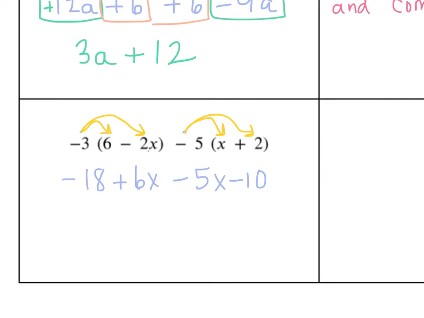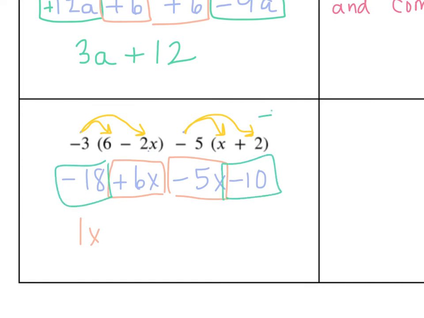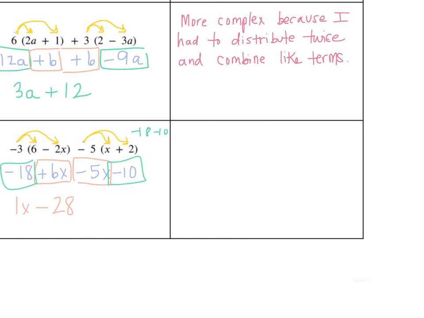Okay, now combine like terms. Okay, see, we have a positive 6x. Again, you always take that sign that's out in front of it. Okay, so 6 minus 5. 6x minus 5, that's 1x. And then we have, let's see, negative 18 minus 10. Negative 18 minus 10, that's going to be negative 28. Okay, final answer there. So this was more complex because of that double distribution and the negatives. Let's make a note of that.